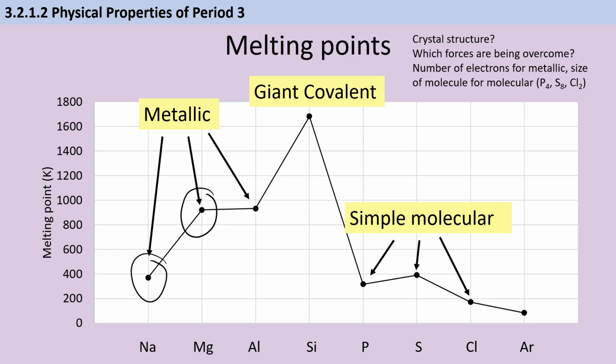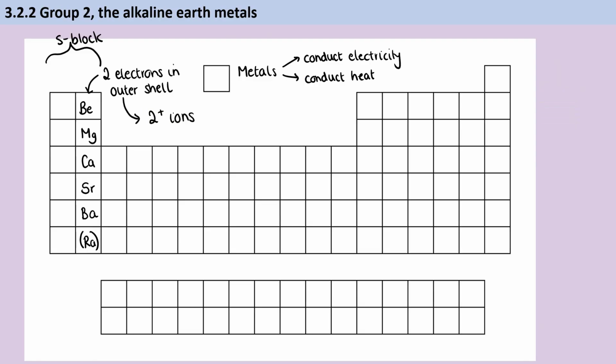So for instance, we can say that magnesium has got a higher melting point than sodium because it's got higher charged ions and also it's got more free electrons to make that bond. Likewise, if we look at our simple molecular substances, we know that phosphorus makes a P4 molecule, sulfur makes an S8 molecule, and chlorine makes a Cl2 molecule. And this is reflected in their melting points as well, because those molecules have more or fewer electrons and therefore stronger or weaker van der Waals forces.